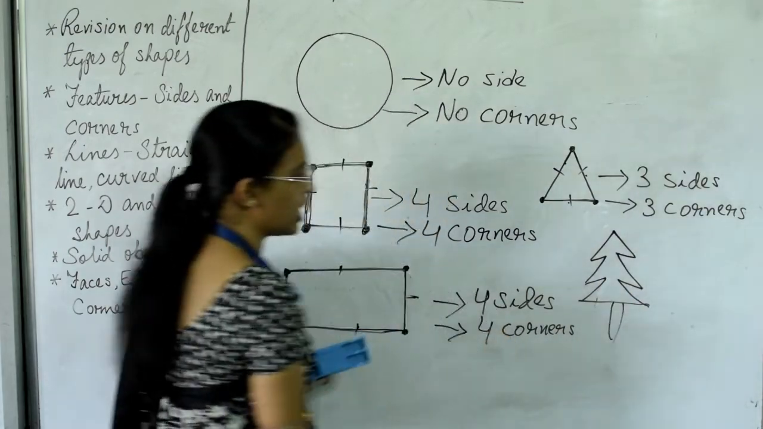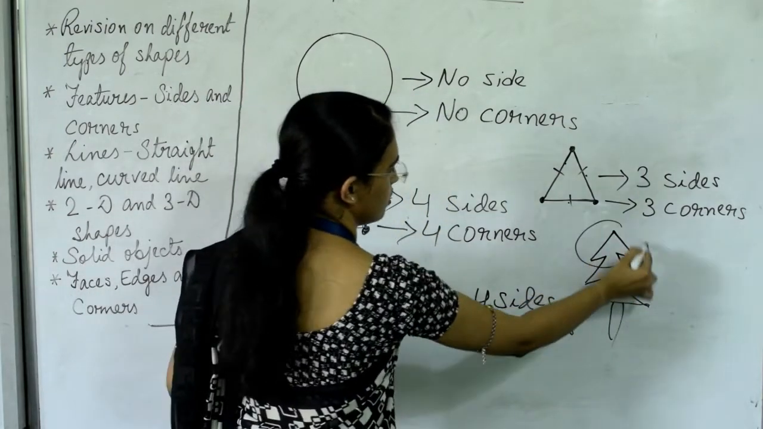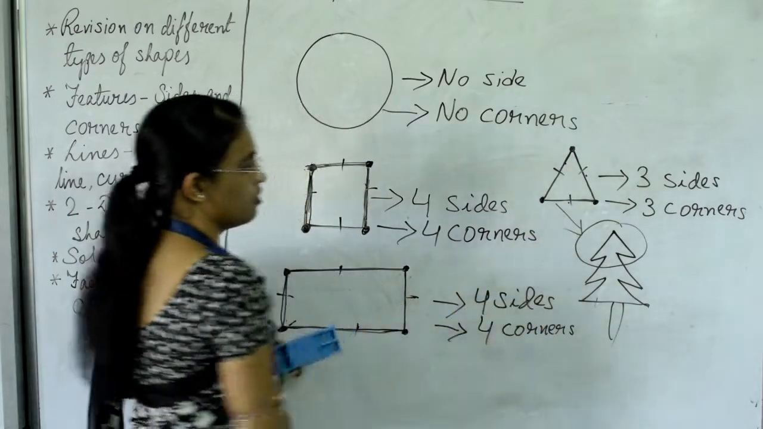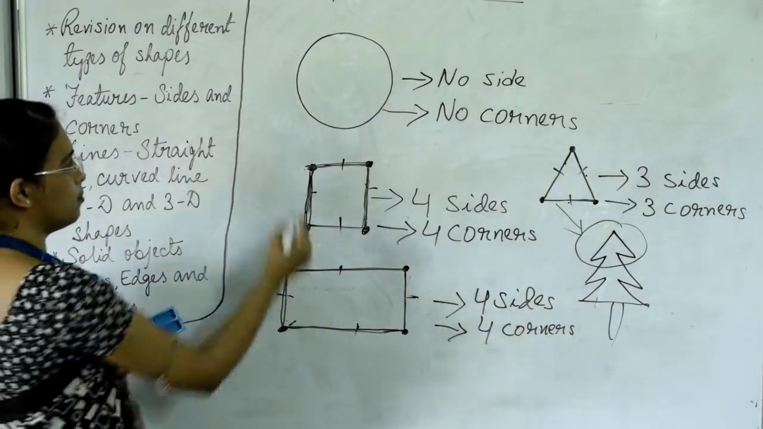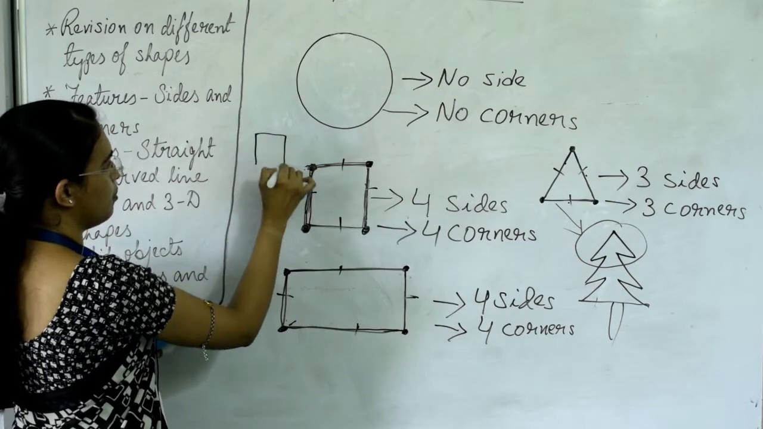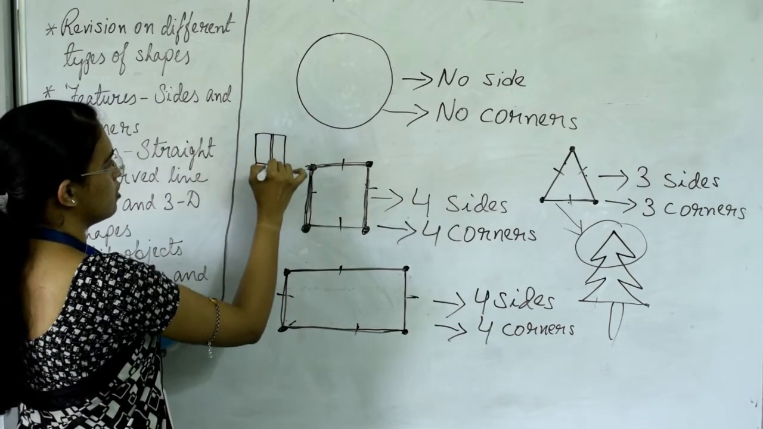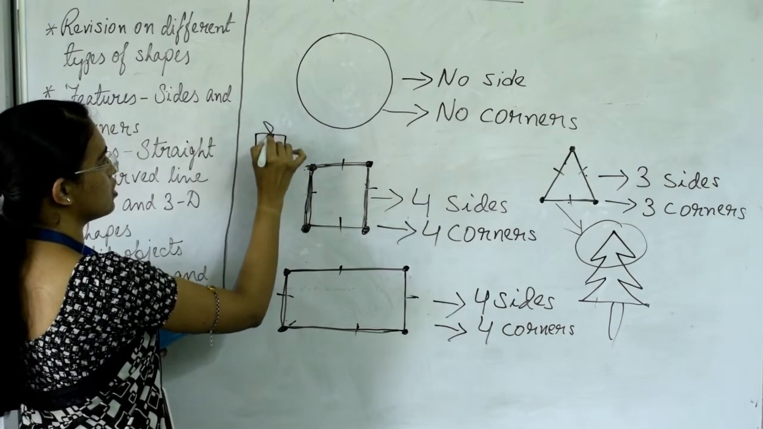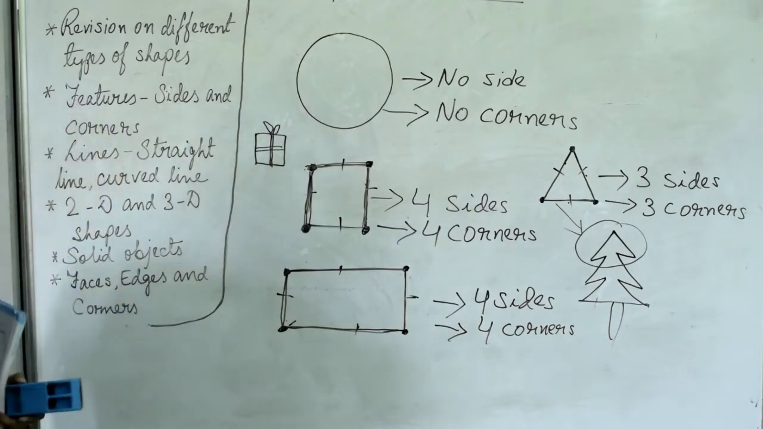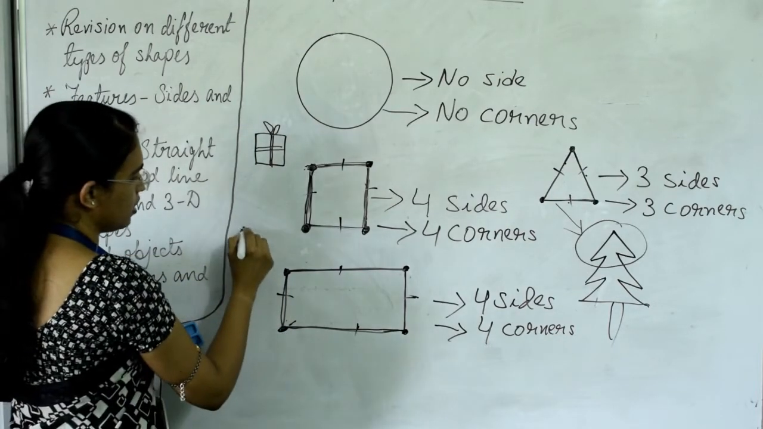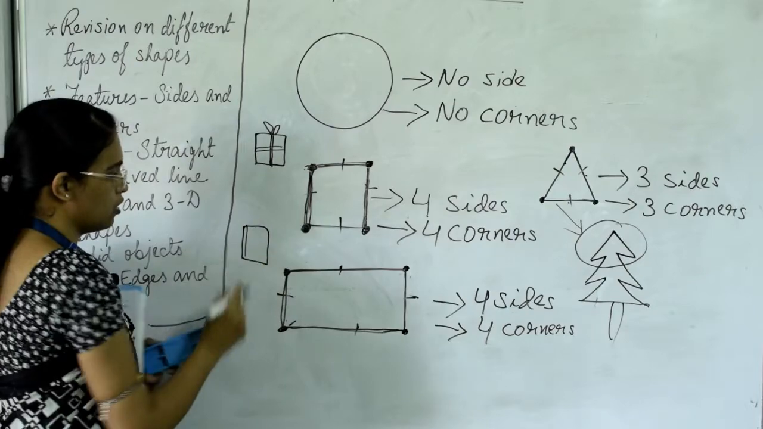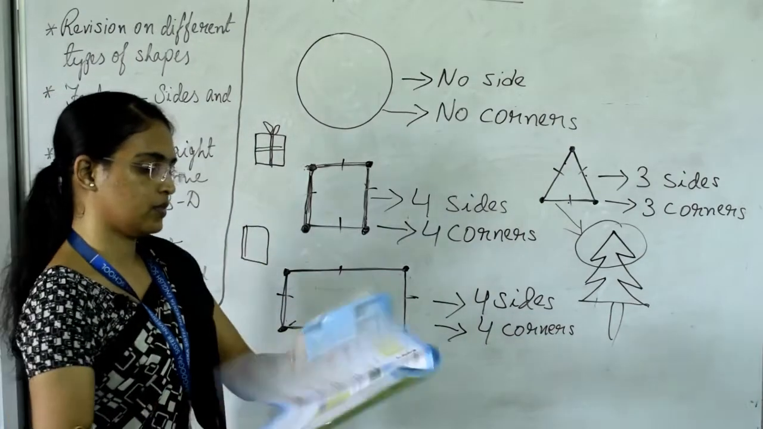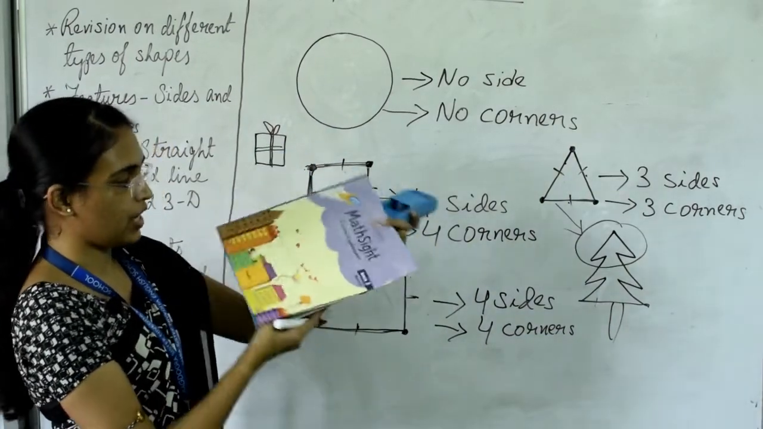It looks like a triangle, right? Look here, it looks like a triangle. Then a square: a box, a gift box or a cardboard box looks like a square, right? Then a rectangle: this book looks like a rectangle.